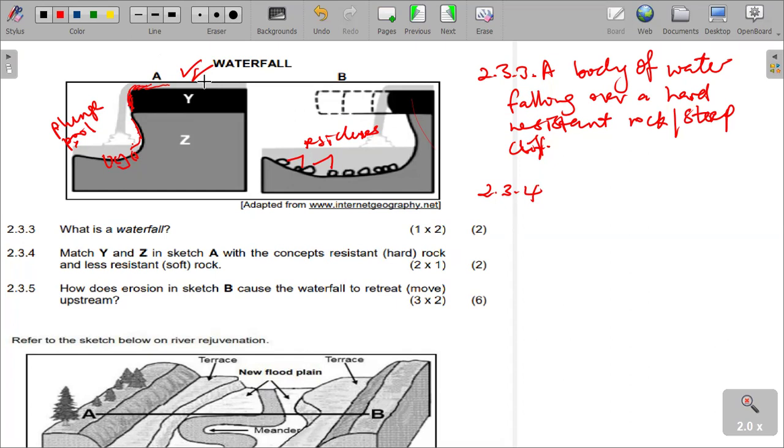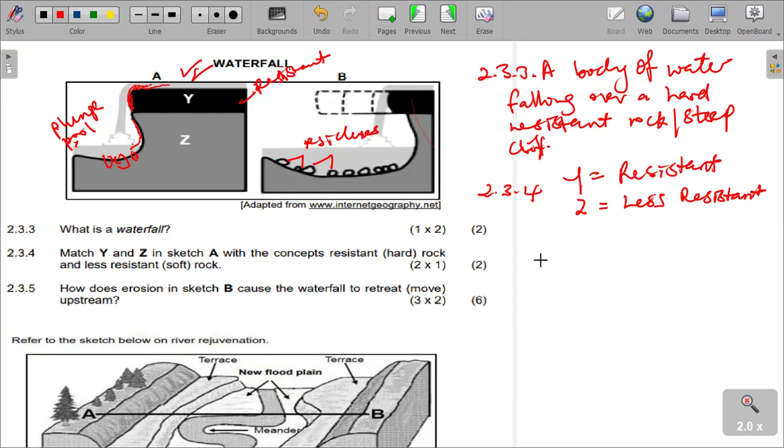So what we are saying is that Y is the board or the shaded black part. This is a resistant rock. Y is resistant rock, and Z is less resistant rock, which is being eaten off or corroded there, and then causing an overhang to form.